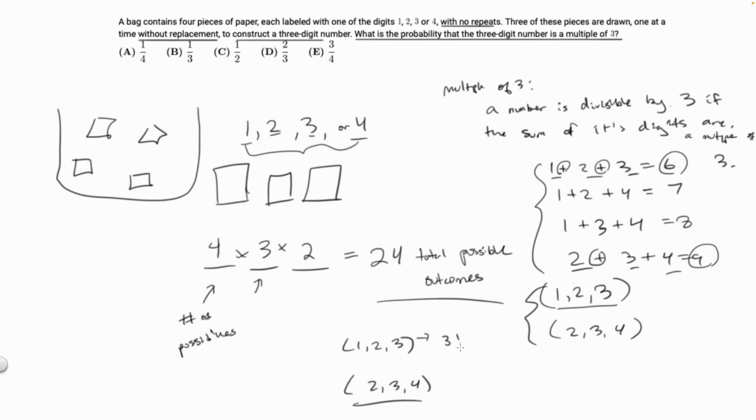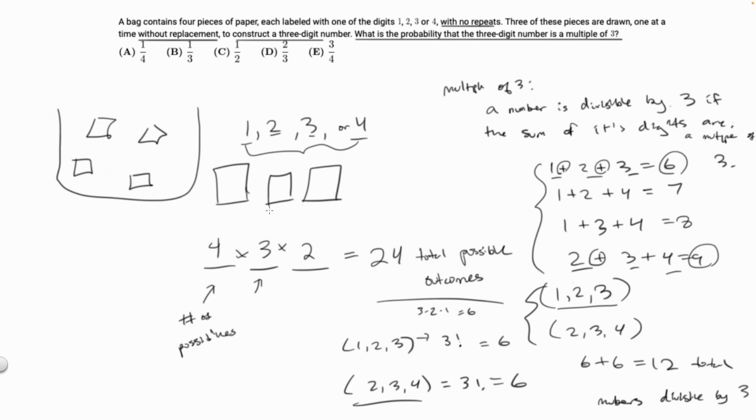We're going to have 3 factorial and 3 factorial. And that means that we're multiplying 3 times 2 times 1, which equates to a total of 6. And 6 plus 6 equals 12 total numbers that are divisible by 3.